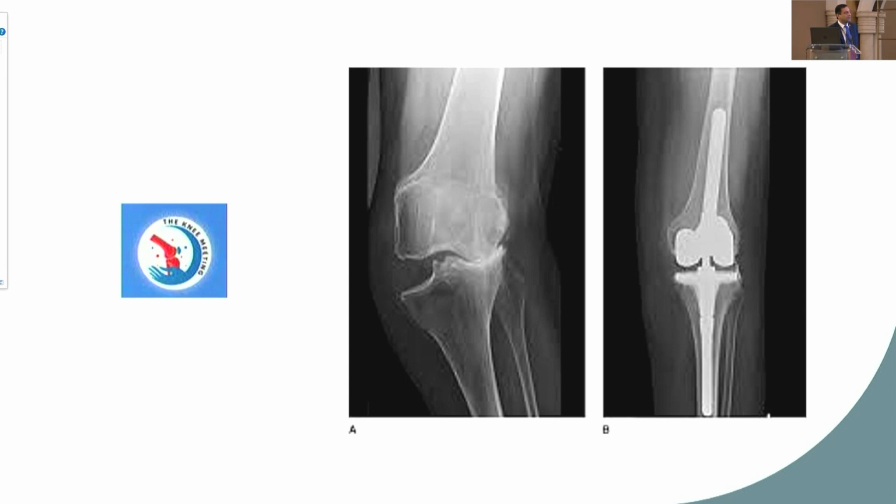If you've got an MCL deficiency on a weight-bearing view like this, or a stress view, some people do stress views, I don't, because I think the amount of stress the knee is going to go through is while they're standing or walking. So I just do a standing view, but this is a stress view done, and the surgeon decided to do a constraint implant.